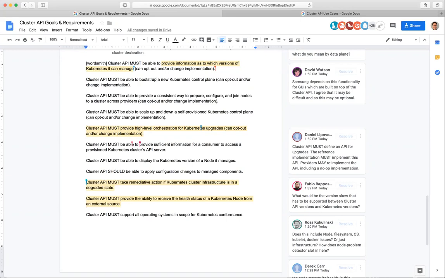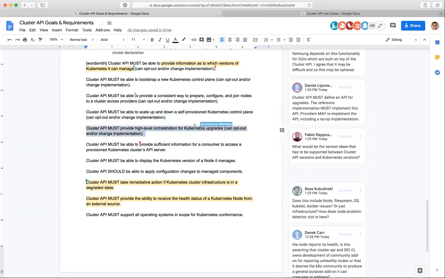I almost feel like it's more than bootstrap though, because this would basically take over the life cycle of that control plane. Well, we have scale up and down the control plane, and we have upgrades. So if you put the three of them together, that should be all of it, right? Well, except for delete. Sure.